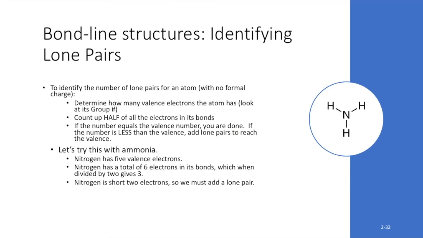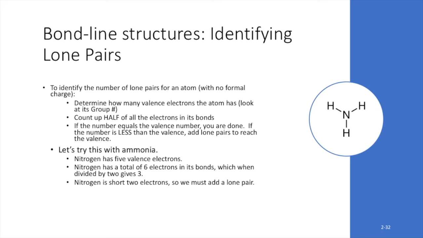A lot of times bond line structures are drawn, but not all of the lone pairs are drawn. So it's important to be able to identify lone pairs. The way you do this is if you have a bond line structure and you have an atom with no formal charge, in the next chapter we'll talk about formal charge, what you want to do is figure out how many valence electrons it has. You can do this by just looking at the group number in the periodic table. Then you count up half of all the electrons in its bonds. If the number equals the valence number, you're done. If it's less than the valence, then you add lone pairs to reach the valence.